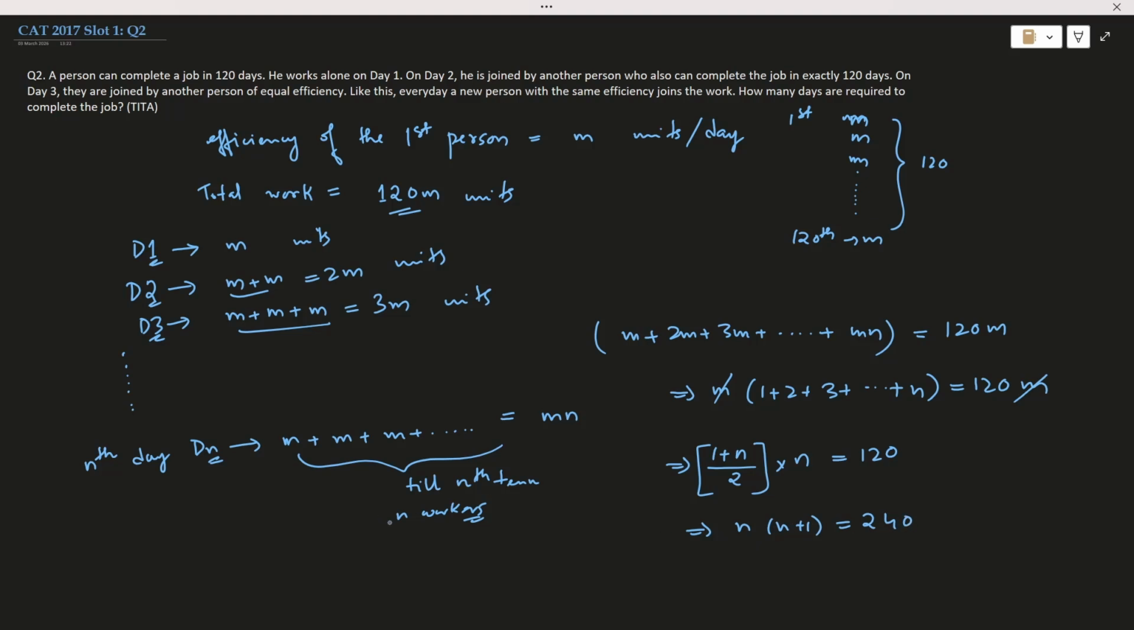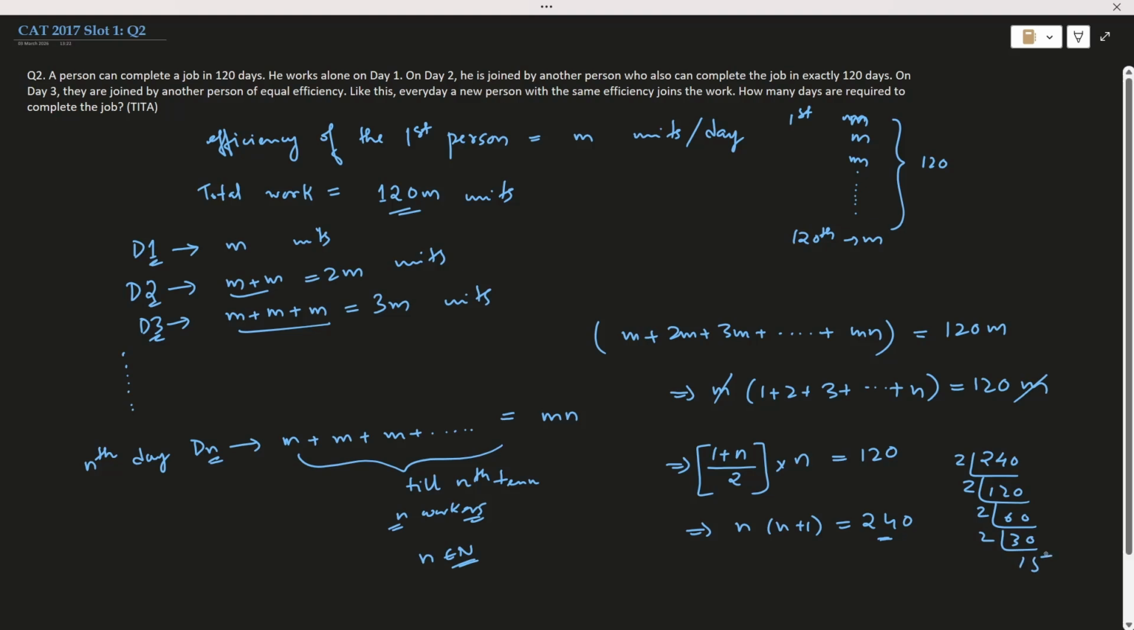Now see guys, n is the number of workers, so n must belong to the natural numbers, positive integers, and n plus 1 will also be a positive integer. Basically these are two consecutive integers, n and n plus 1. Can I express 240 as a product of two consecutive natural numbers? Let's see. 2 into 120, 2 into 60, still not there. 2 into 30, not there. 2 into 15, yeah, see, 2 into 2 is 4, 4 into 2 is 8, 8 into 2 is 16. Yes, so I can say 15 into 16 is equal to n into n plus 1, right?